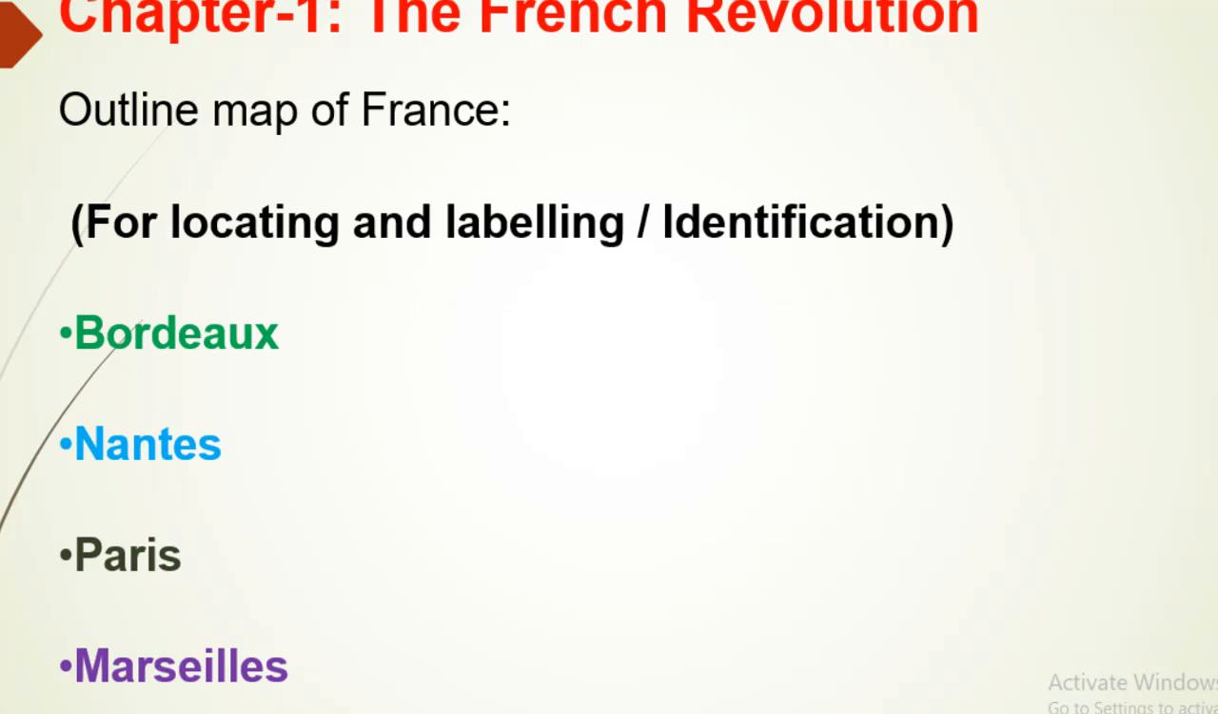Last time the map marking was about locating and labeling all these places: Bordeaux, Nantes, Paris, and Marseille or Marseilles. These were the places in the syllabus mentioned to locate or label or to identify from chapter The French Revolution.